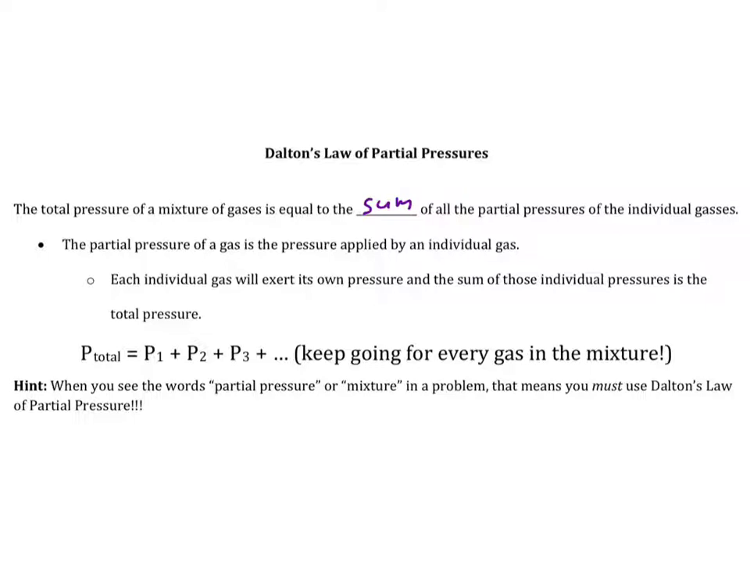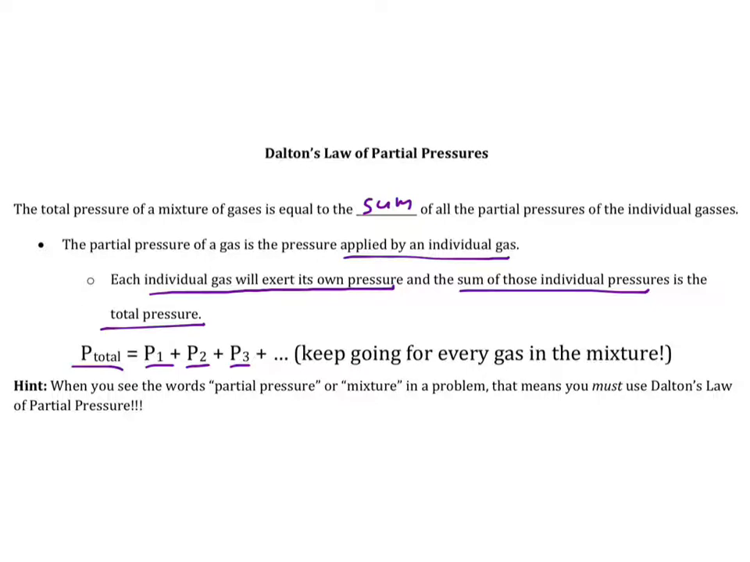So the partial pressure of gas is the pressure applied by individual gases. Each individual gas will exert its own pressure, and the sum of those individual pressures is the total pressure. And so notice how we have P total is equal to P1 plus P2 plus P3, and then we've got the dot dot dot.